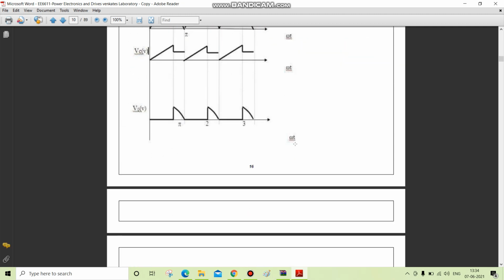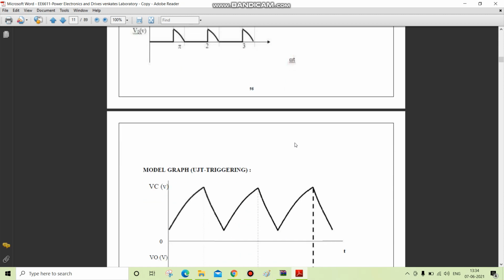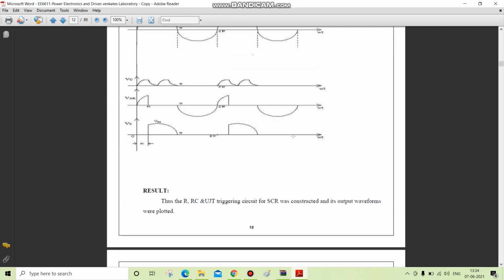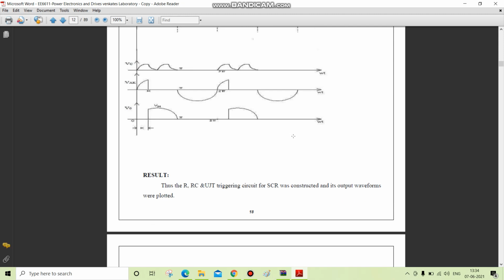So this is the experiment. The R, RC and UJT triggering circuits for SCR were constructed and their output waveforms were plotted. Thank you.